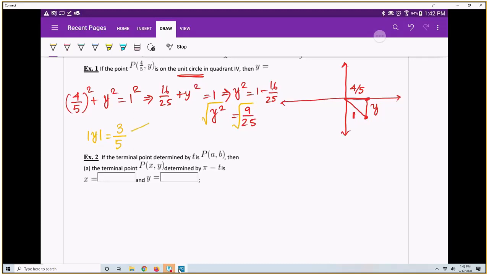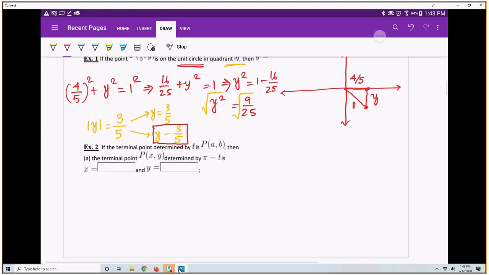That gives me two solutions: y equal to 3 over 5, and the negative solution, y equal to negative 3 over 5. But because the point is in the fourth quadrant, y must be negative, so I'm going to choose this as my solution. So y equals negative 3 over 5.